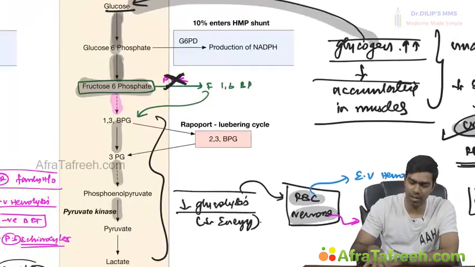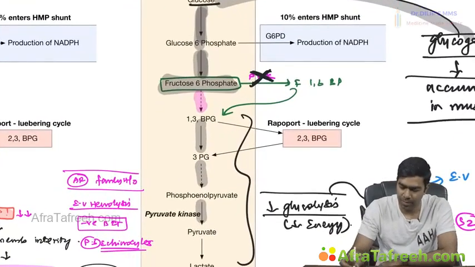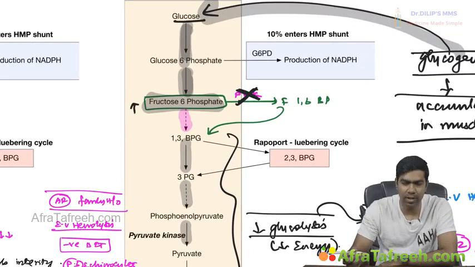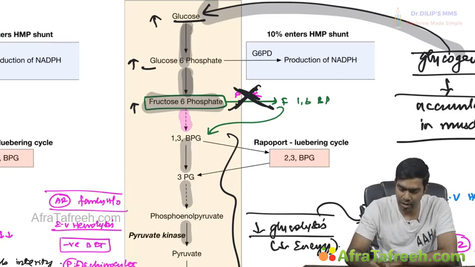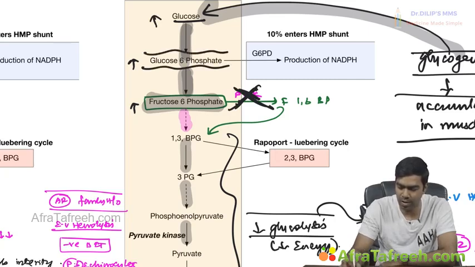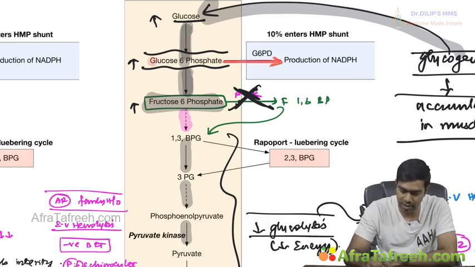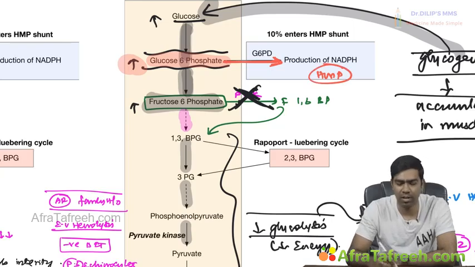Why increased serum uric acid? That is because, as I told you, the fructose 6-phosphate levels will increase, and the glucose 6-phosphate levels also will increase because there is a block here and it cannot proceed. So all this will start increasing inside the cell. And with a lot of increased glucose 6-phosphate, you are going to shunt a lot of this excessive glucose 6-phosphate towards the HMP shunt.